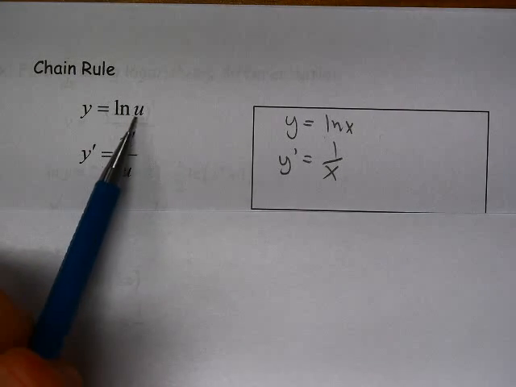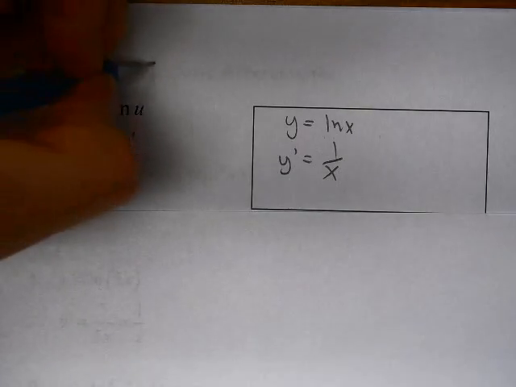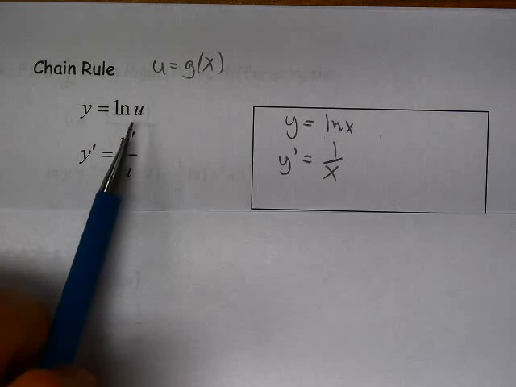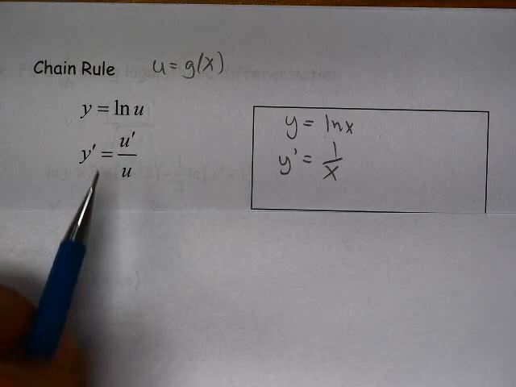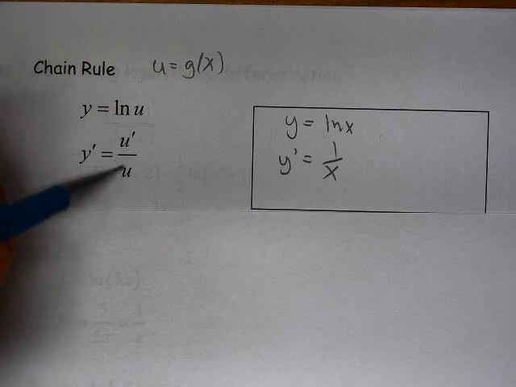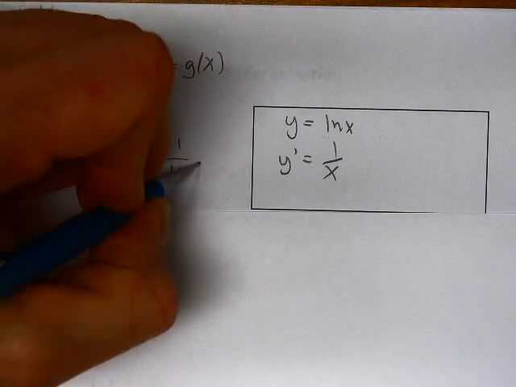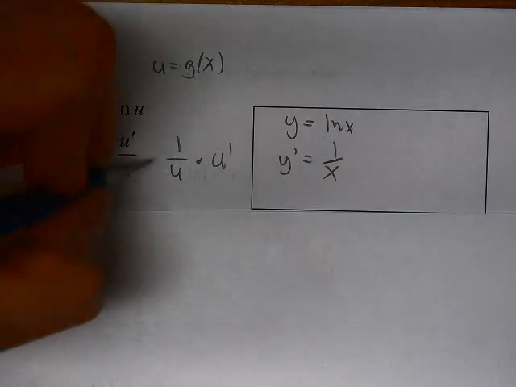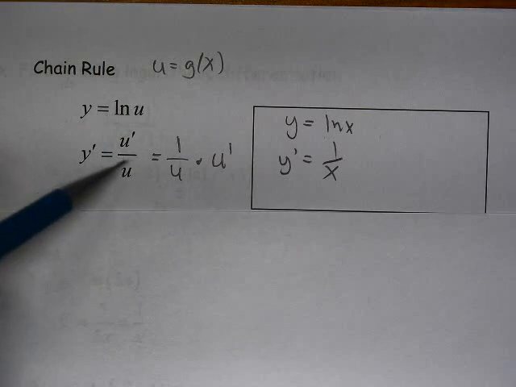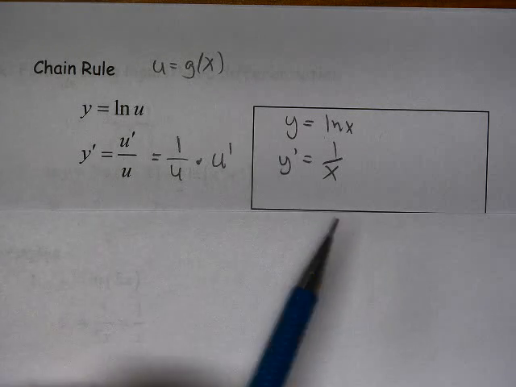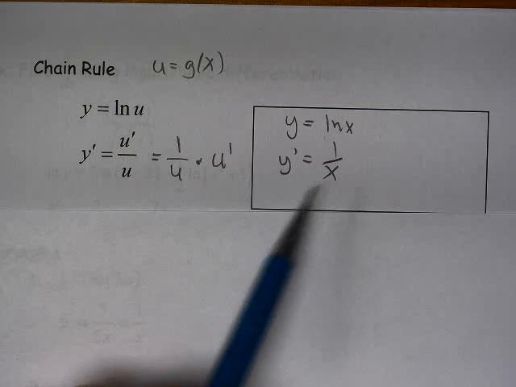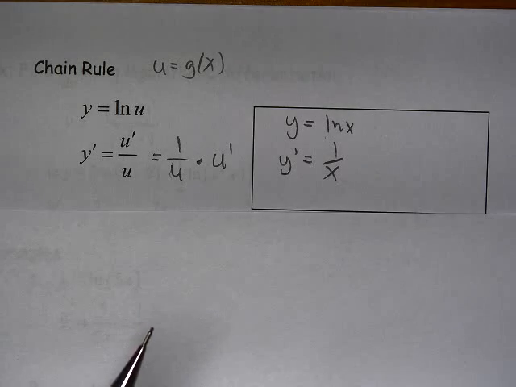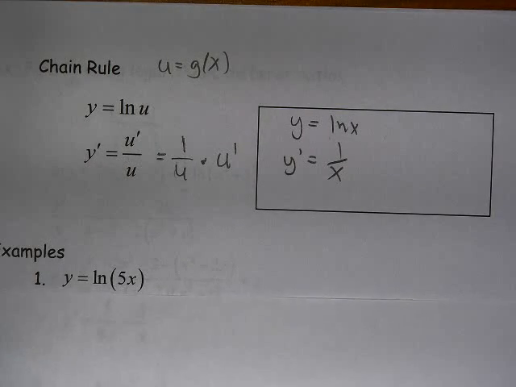So here I have the natural log of u, where u is some function of x. And when I take the derivative of that, I get 1 over u times u prime. So this is really 1 over u times the derivative of u, and then we write it u prime over u. All right, so we're going to use this a lot. Only in the very simplest case are we going to just have 1 over x, but we have to use this 1 over u times u prime, or it turns out to be u prime over u. All right, let's look at some examples of that.